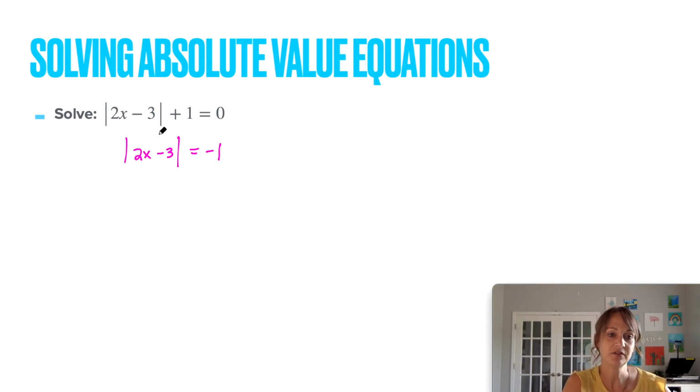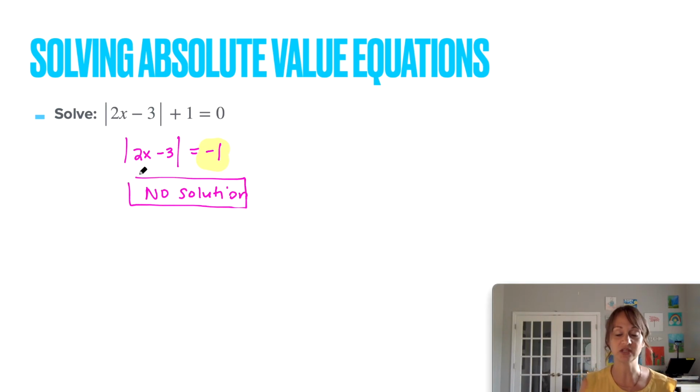We have the absolute value of a number, but it's equal to a negative number. Can the absolute value ever equal a negative number? No. The answer is actually no solution. And you're done.